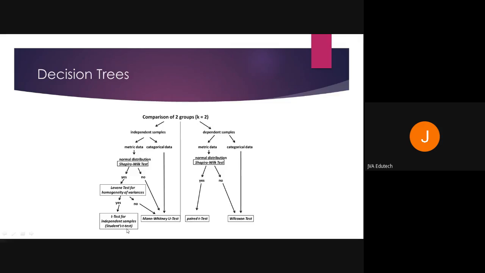This is how we arrive at a conclusion. We cannot say randomly that we will apply this test; there is a proper scientific method to arrive at a test. Now take the case of dependent samples.